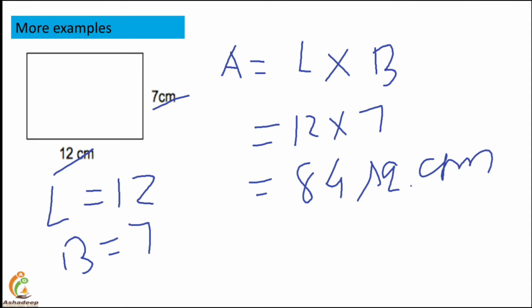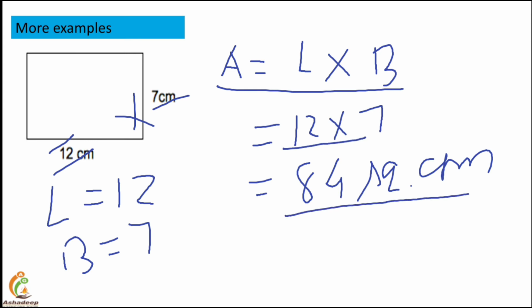Okay, students. So this way you can multiply length with breadth, and at the end you will get the answer of area of a rectangle. 12 sevens are 84 square centimeter. It's the answer.